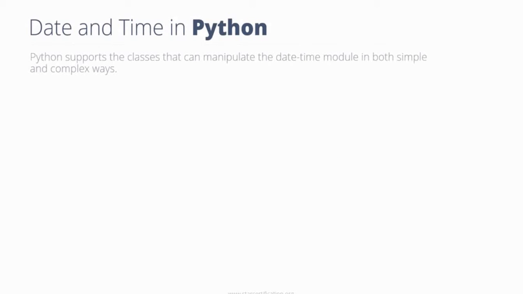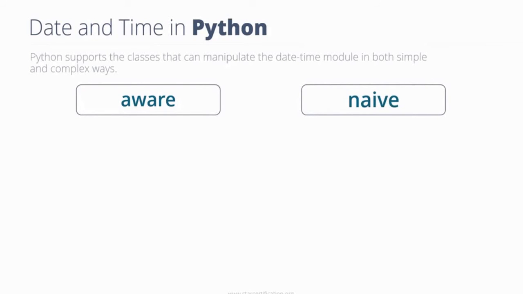Python supports the classes that can manipulate the datetime module in both simple and complex ways. There are two kinds of date and time objects. They are aware and naive. An aware date-time object in Python is the one which has adequate knowledge of applied algorithmic and political time adjustment factors. These involve time zones and daylight savings, and locating itself with respect to other aware objects.